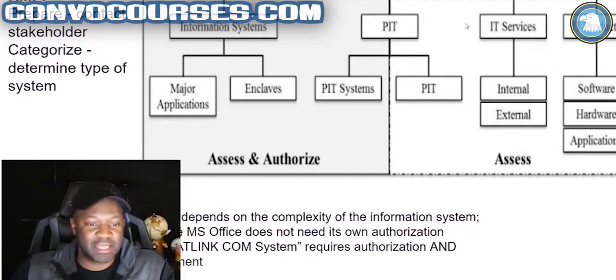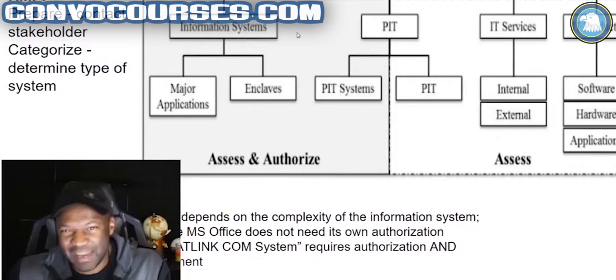Now on the other side of this, you've got IT services and IT products. You've got small software, like maybe Microsoft Office that's on several systems or something like that. These don't need an authorization. They only need to be assessed. So this definition and these systems here is where the DoD kind of parts ways with NIST.